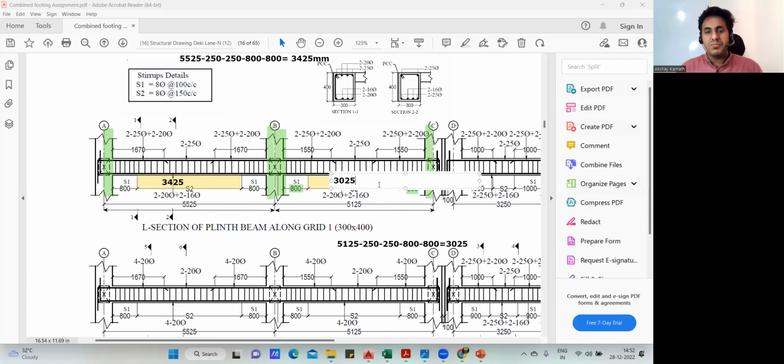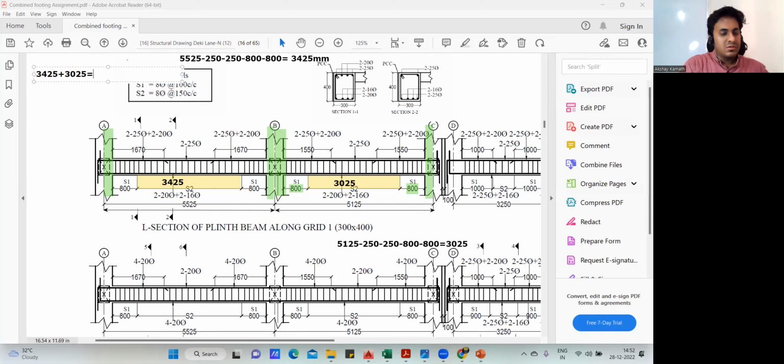Okay, now add both of them and then divide by spacing, you'll get the number of bars. So I'll add now, that is 3425 on the left side, and this is 3025. So 3025 plus 3425 is 6450. Okay, now you got that span. This is what I wanted. Now 6450. What is the spacing? It is 150. So you divide by 150. I'm getting 43. 43 stirrups are required.